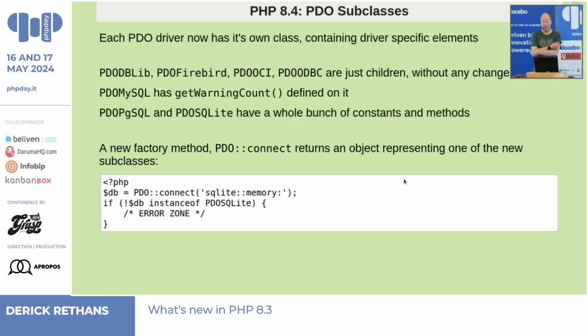PHP 8.4 also gets PDO subclasses. Basically, before that, there was only PDO connect, and everything of that returned a PDO object. Now, for every different database driver that you had, you get an object of a specific class back, depending on what you do. But it only works if you use PDO connect, not if you do new PDO, because again, we don't want to break people's code.